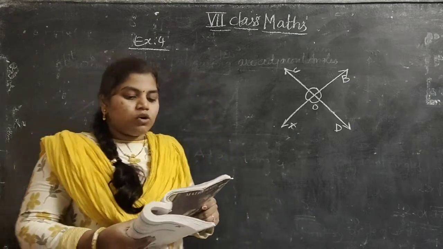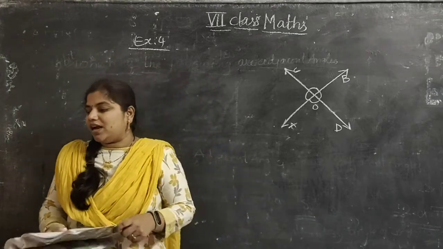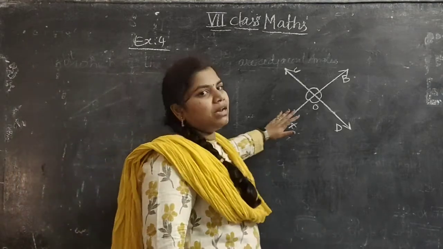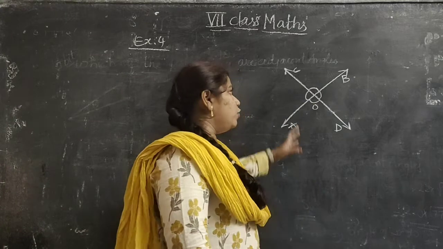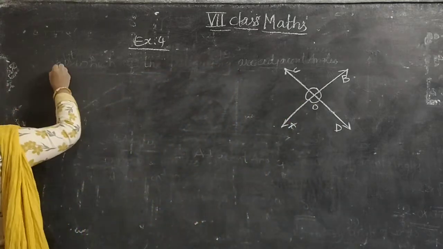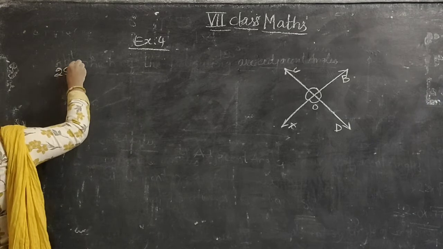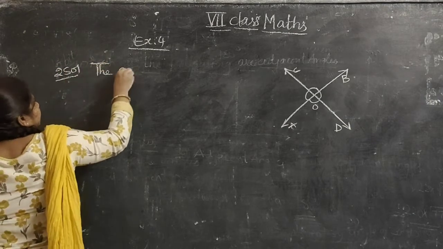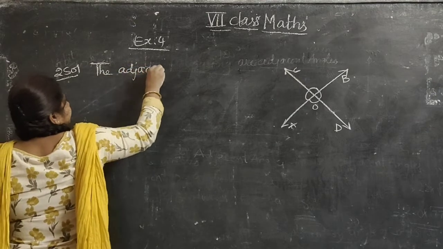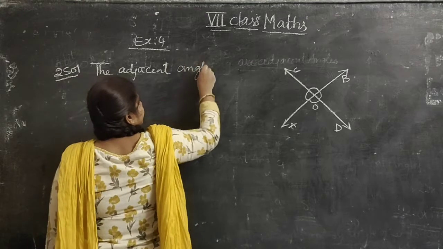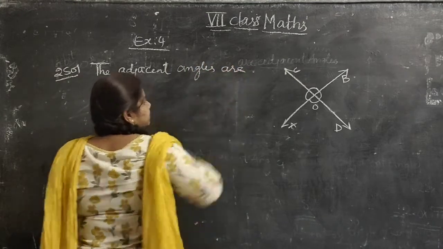Why are these angles called adjacent angles? You already know, because they have a common arm and a common vertex. And how many pairs of adjacent angles are formed, we will write here now. So what is the first pair of adjacent angles?